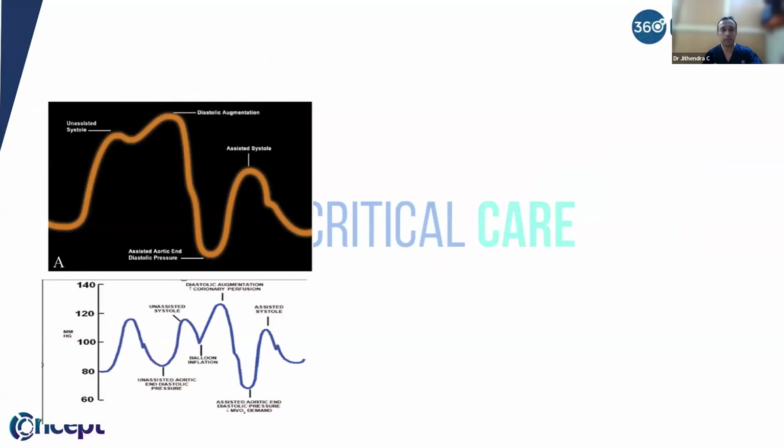So am I seeing the notch? I'm not seeing the notch. Okay. So what is this? You are seeing this unassisted systole, and immediately after unassisted systole, you're seeing there is augmentation. So what is it? Anybody? I can't see any answers.